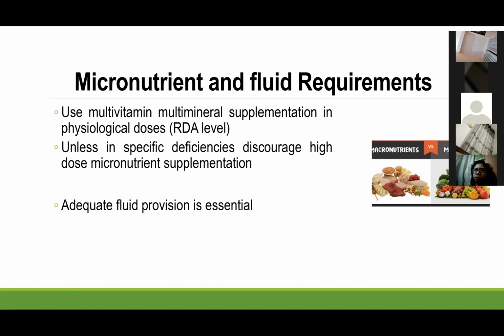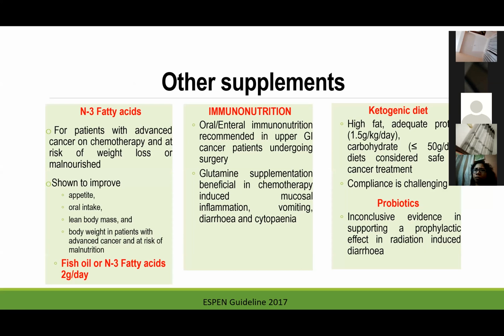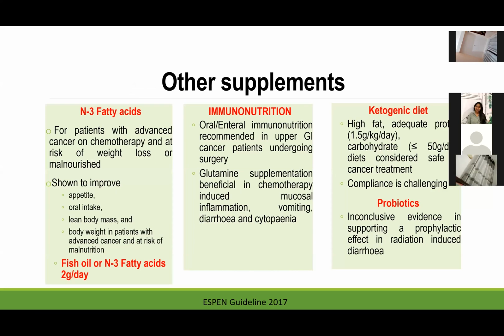These are the other supplements we have to consider. The first is omega-3 fatty acids, especially for patients with advanced cancer on chemotherapy. They are at risk of weight loss or malnutrition. Providing fish oil, 2 grams per day, has been shown to improve appetite, oral intake, lean body mass, as well as body weight in patients with advanced cancer at risk of malnutrition. So these are the benefits of omega-3 fatty acids.